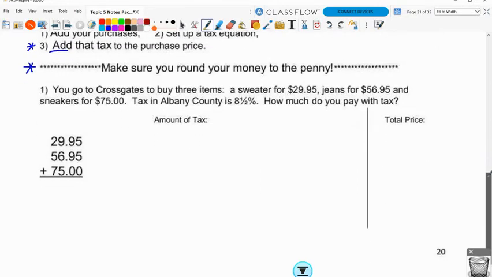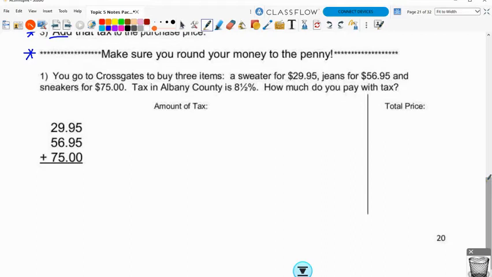So let's take a look at our example here. You go to Crossgates and you buy 3 items, a sweater for $29.95, jeans for $56.95, and sneakers for $75.